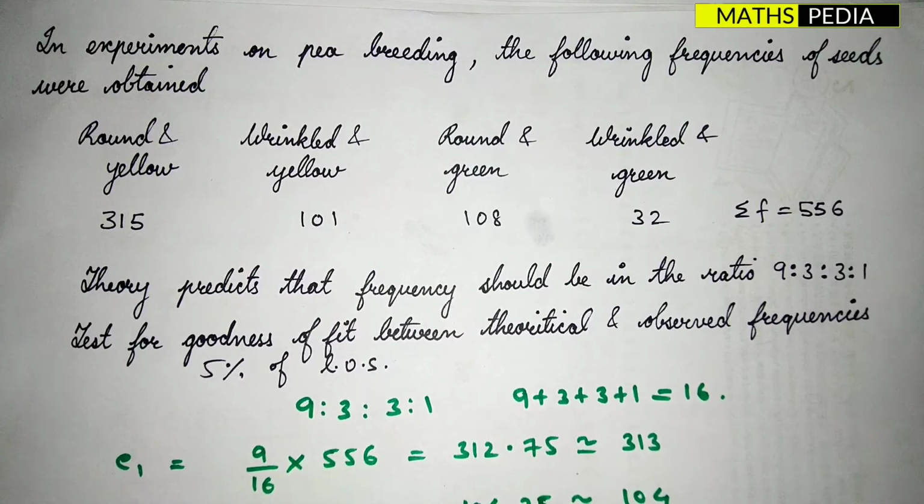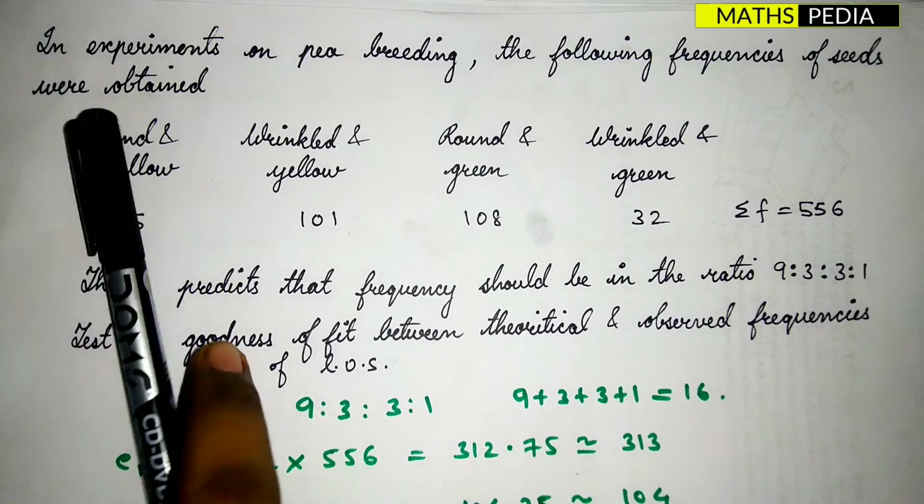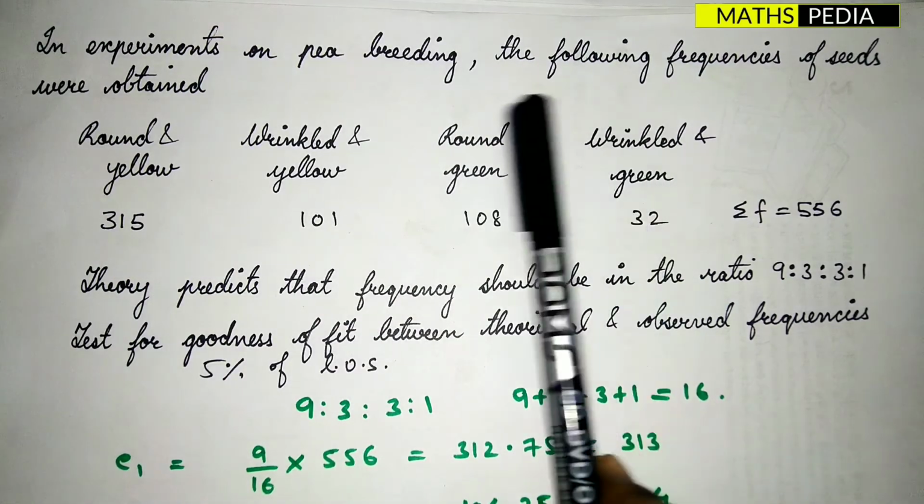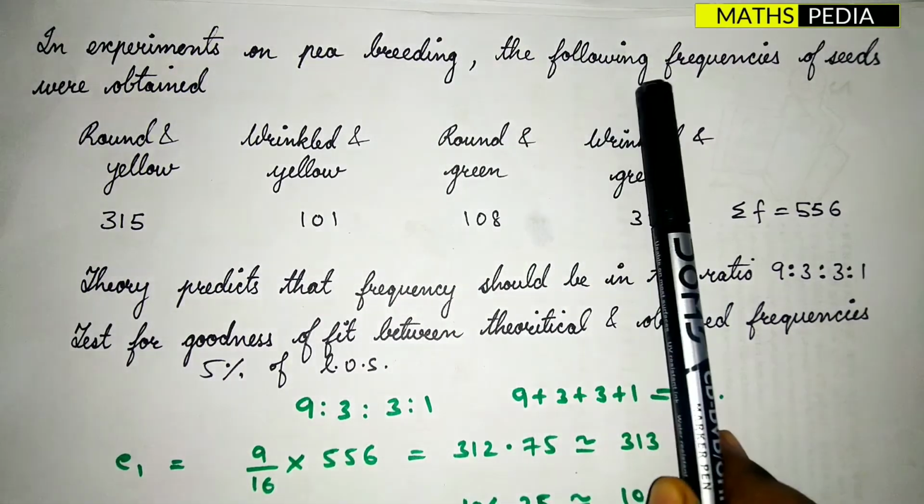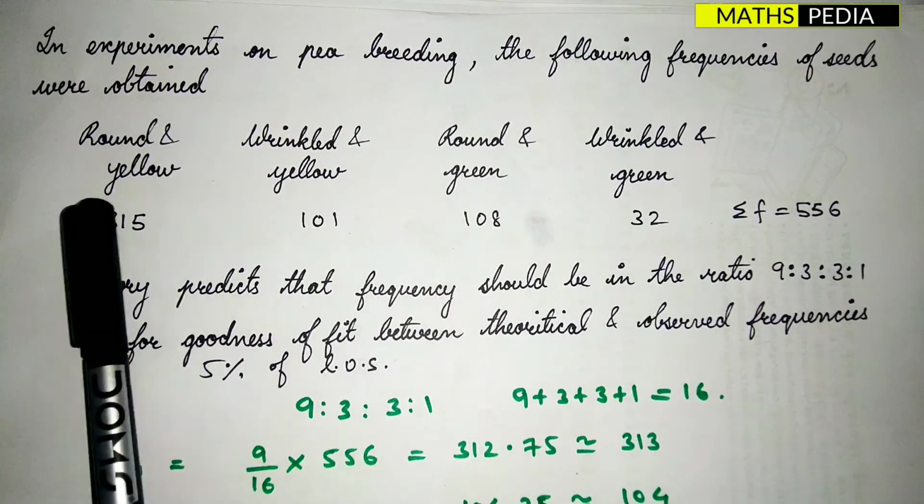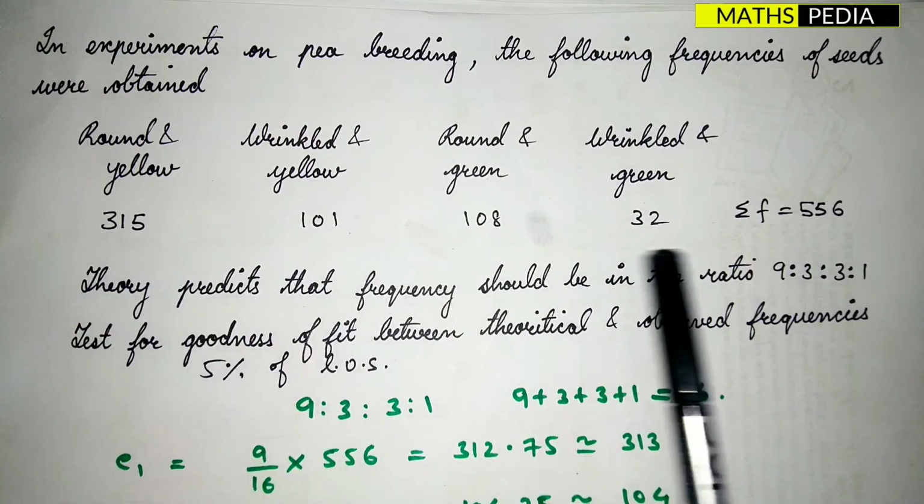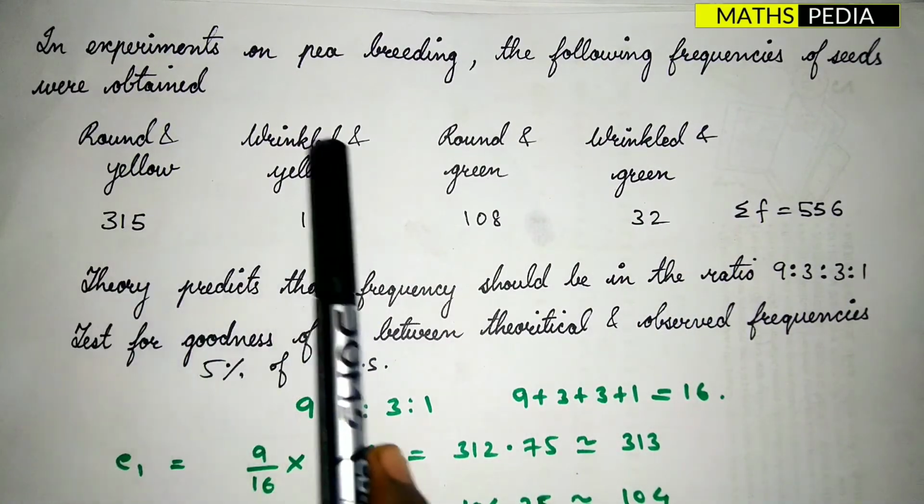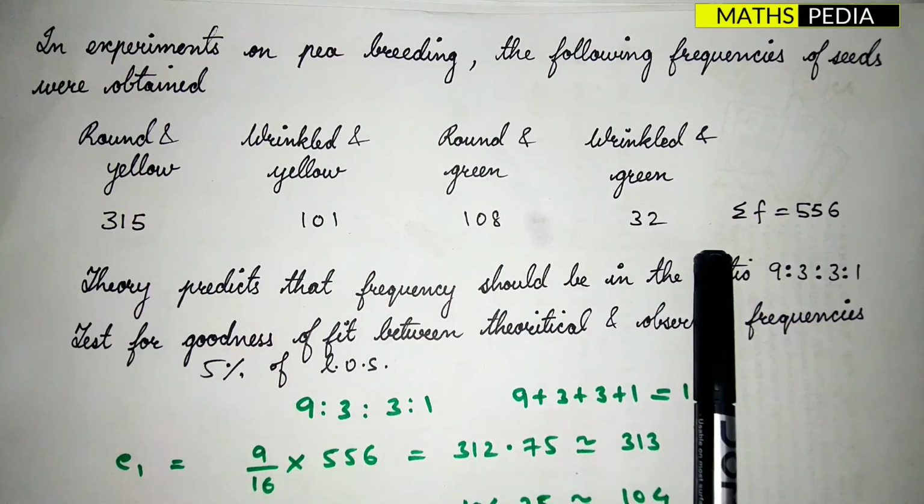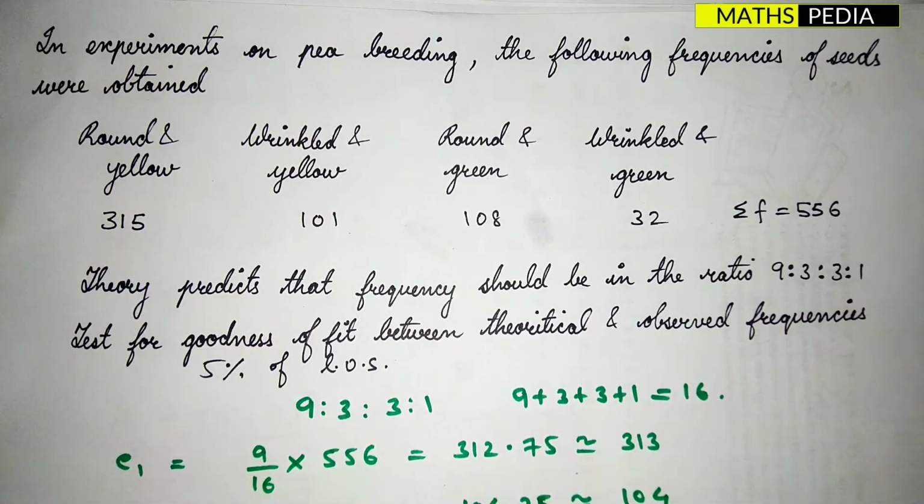So we'll take up the second problem. Here we have: in experiments on pea breeding, the following frequencies of the seeds are observed. So you can see the following frequencies of the seeds. Round and yellow, wrinkled and yellow, these are the frequencies given. The observed frequency summation is 556.